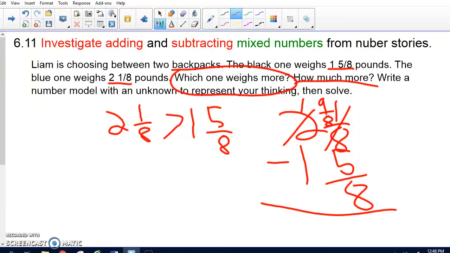And then I did 9 minus 5 equals 4. And the denominator is 8, so I did 4/8. And then 1 minus 1 is just 0.